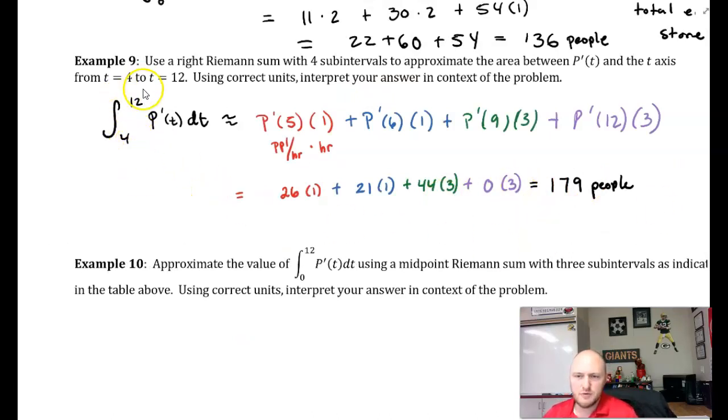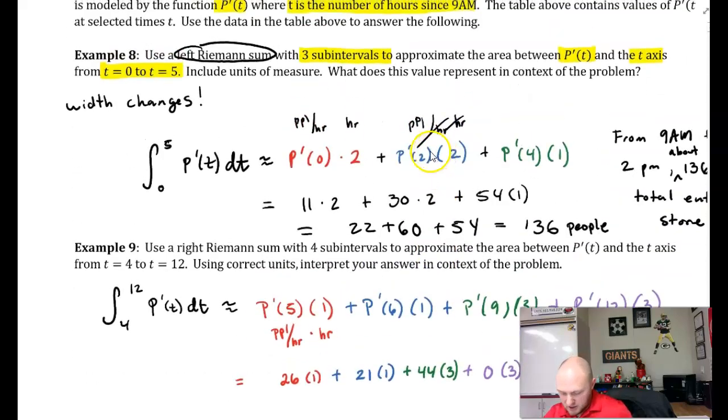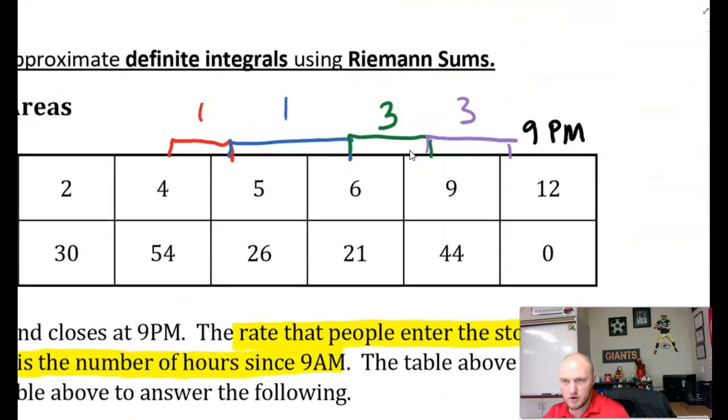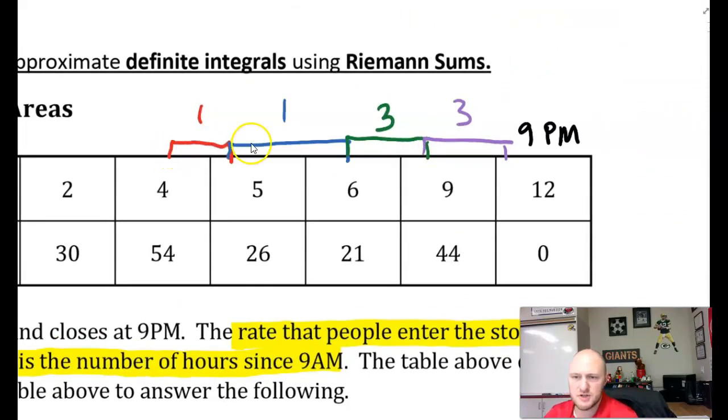The integral from 4 to 12 of p prime of t dt is approximately, using a right-hand Riemann sum, 179 people. Now, the widths, looking up here, they wanted 4 subintervals. So I have gone ahead and drawn these subintervals. Here's our first interval, starting from 4 to 5, 5 to 6. Those widths are 1, and then 6 to 9 is 3, and 9 to 12 is 3. So those are the widths.